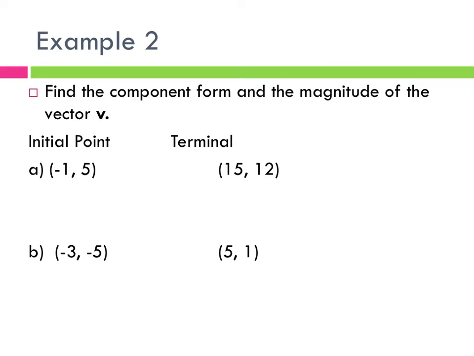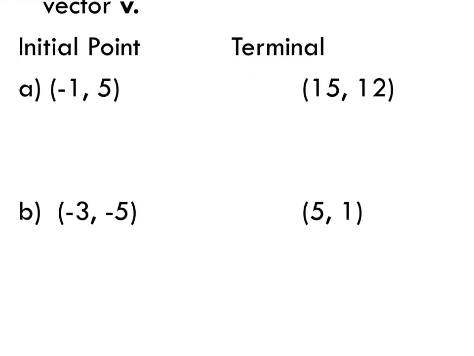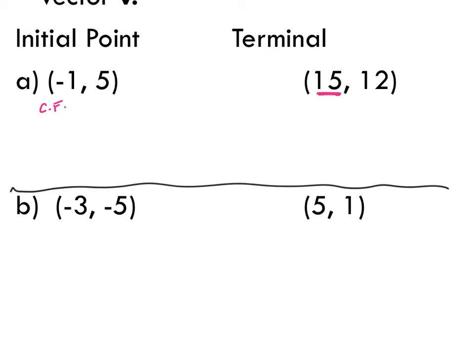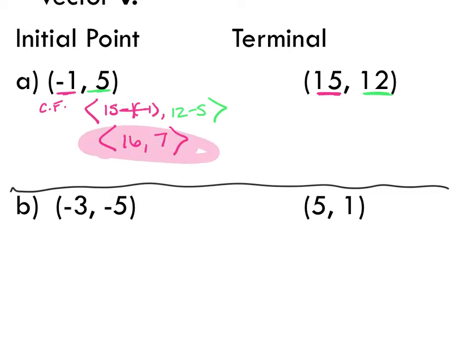So we're skipping example 1, I'll come back to it, but I think it makes more sense to do it this order. Find the component form and the magnitude of vector v. So A gives you initial point is -1, 5, and terminal point is 15, 12. So I would find the component form by doing the x coordinate of my terminal minus the x coordinate of my initial, so 15 minus a -1, comma, the y coordinate of my terminal minus the y coordinate of my initial, 12 minus 5. Simplify that. 15 plus 1 is 16. 12 minus 5 is 7. So the component form of this vector is 16, 7.